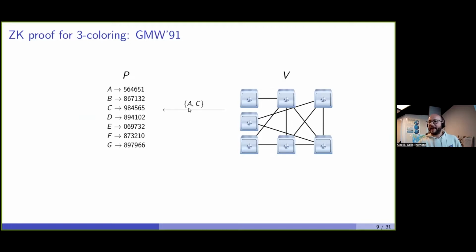The verifier then picks one of the edges uniformly at random and asks the prover to open the commitments for the nodes corresponding to that edge. So the prover can just reveal the openings for those specific commitments for the nodes of that edge, and the verifier opens them and checks if the two colors are different. In this case, the verifier accepts. Otherwise, if the two colors are the same, the verifier should reject.